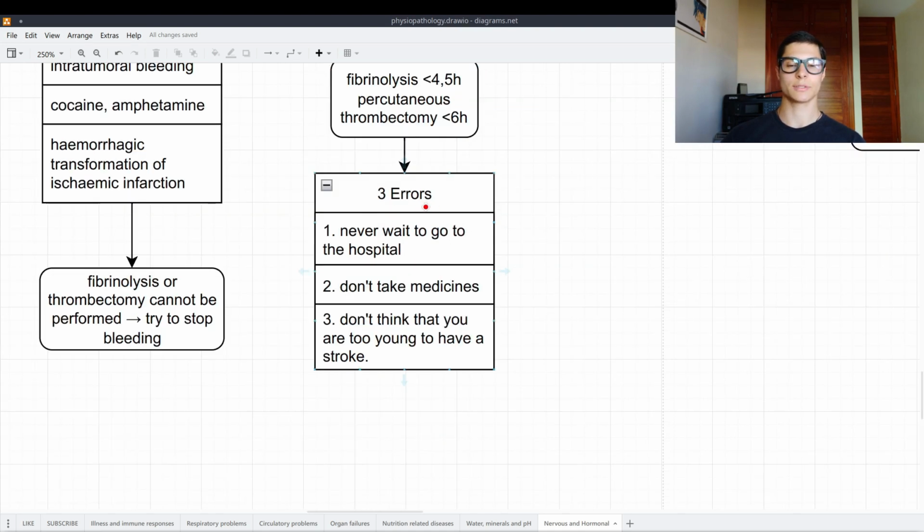3 common errors with the stroke. Number 1, never wait to go to the hospital. Number 2, don't take medicines because they can worsen the situation. And number 3, don't think that you are too young to have a stroke.